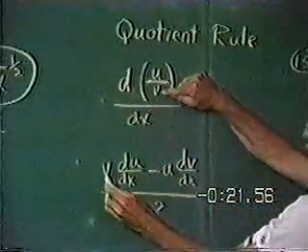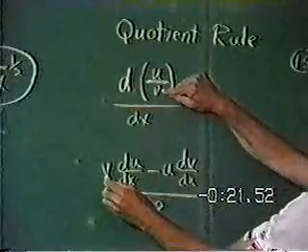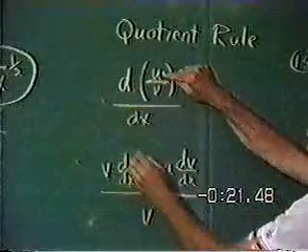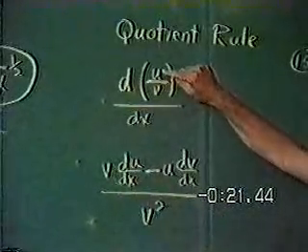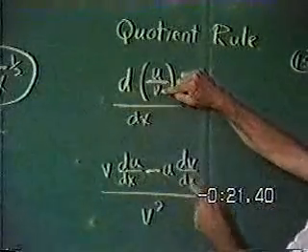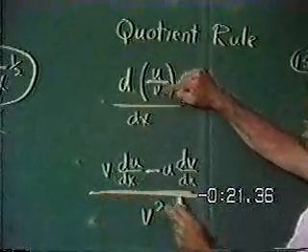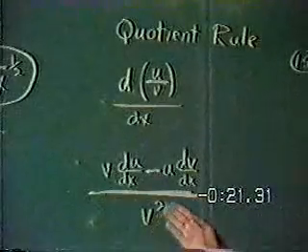I write the denominator down times the derivative of the numerator. Minus, then I write the numerator down and take the derivative of the denominator. Then all that is over just the denominator squared. No derivatives down here. Just write whatever that denominator is down, and square it.